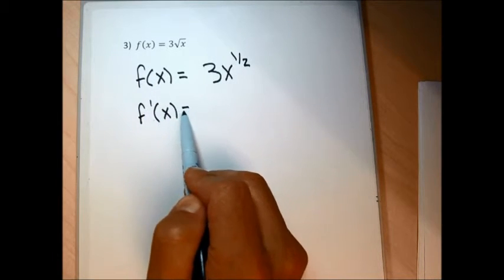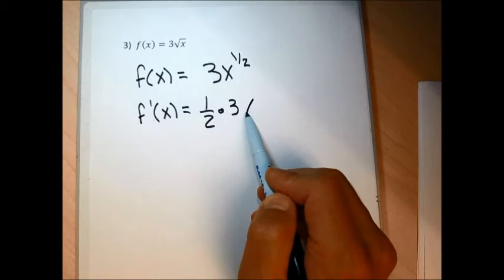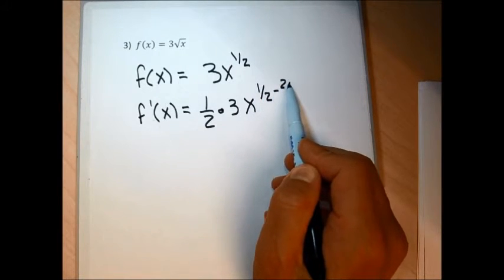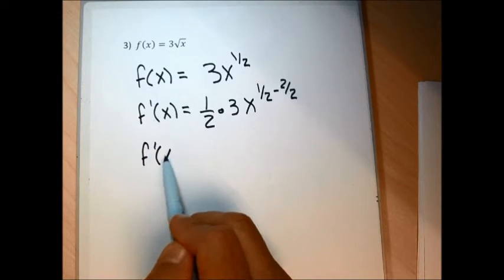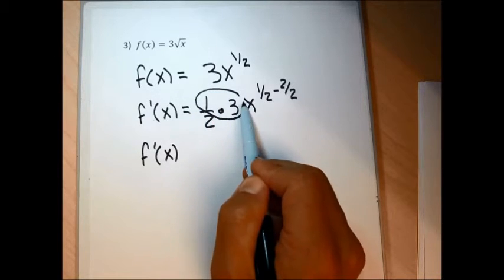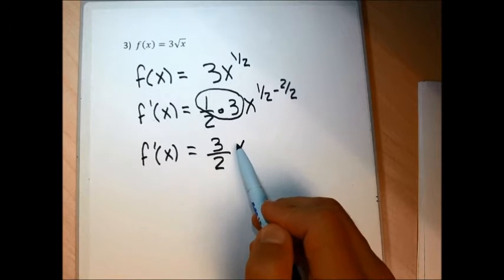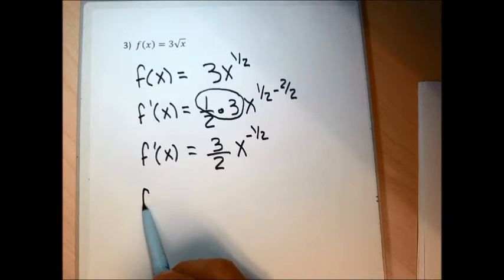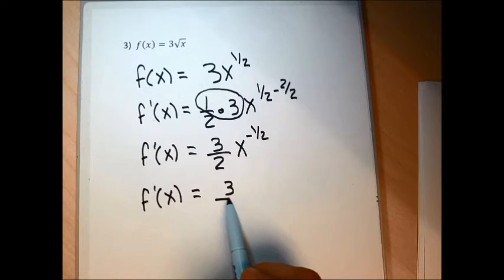So now I do the power rule. I'll do f prime of x is 1/2 times 3. And I'm going to lower the exponent by 1. And instead of writing minus 1, I'm going to write minus 2/2, because 2/2 is equal to 1. This is going to give me f prime of x. When you multiply a fraction by an integer, you multiply the numerator by that integer. So that's going to give me 3/2. And then you get x to the negative 1/2 power, because 1/2 minus 2/2 is negative 1/2. I want to make the negative exponent positive by moving it down to the denominator with the 2.